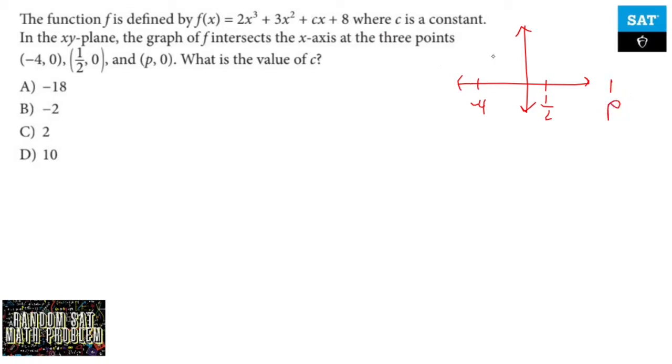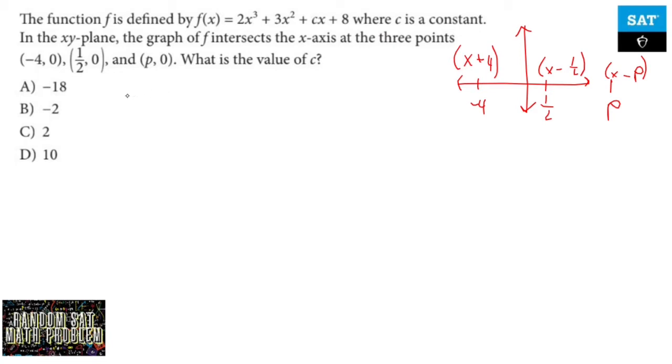Now, if a curve goes through the x-axis, that means this has a factor, x minus something. That something is going to be the opposite of this. So x plus 4, x minus a half, and x minus p. So that times that is going to equal that.